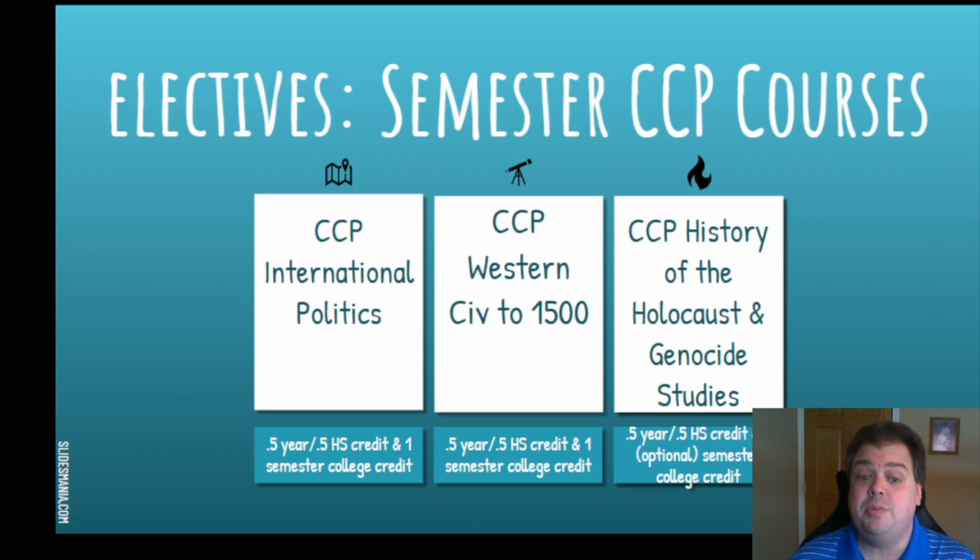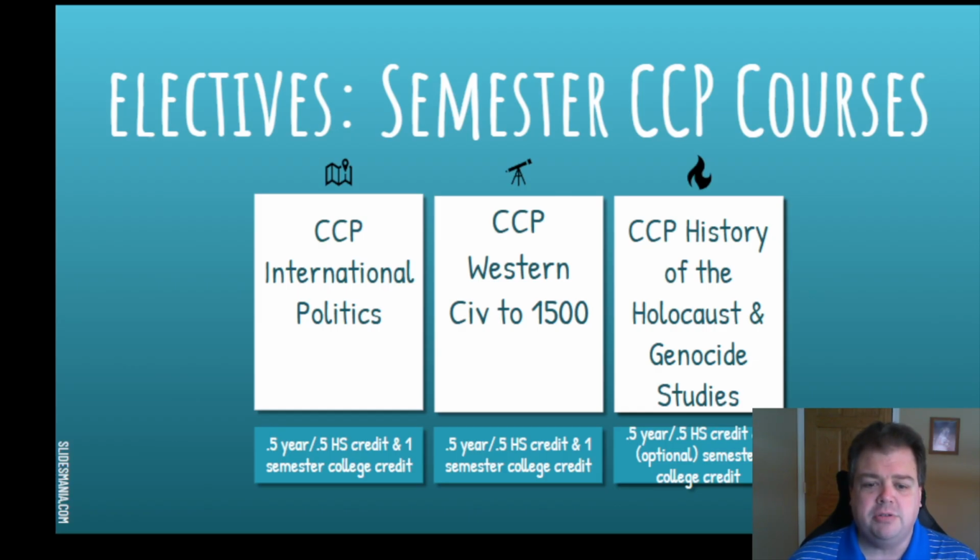These 3 CCP courses earn 1 semester of college credit, which is 3 credit hours, through a partnering university. But because they're CCP, and if they're taken at the CCP level, they do give you 2 semesters worth of high school credit in a single semester. Details on credit are in your program of studies, which you can see online.